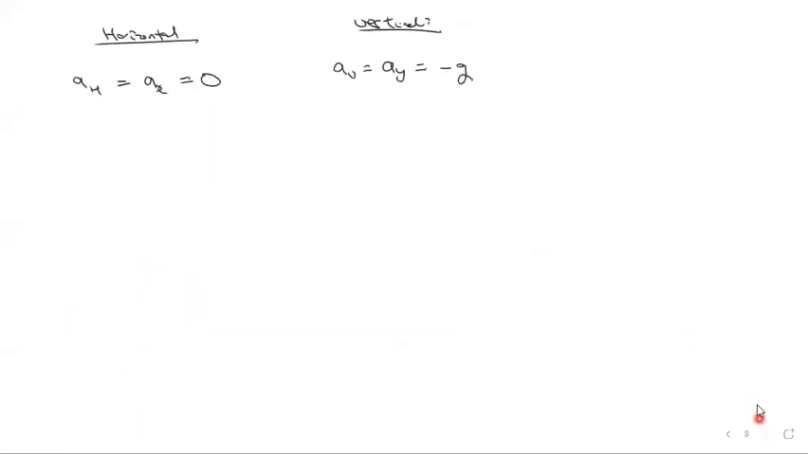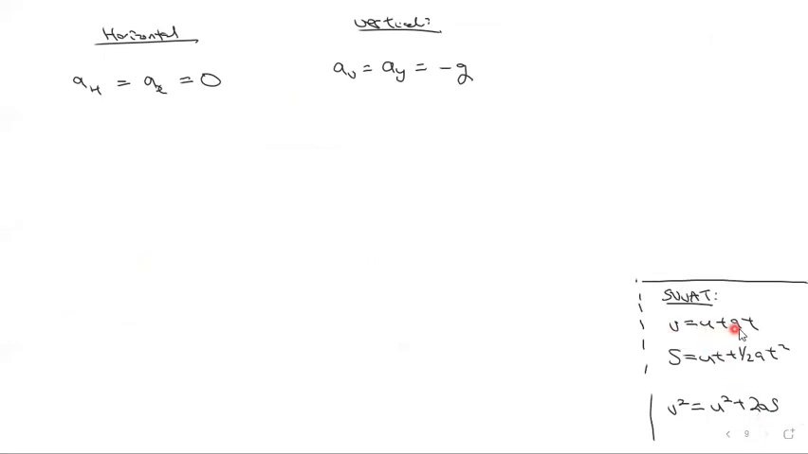Now, our SUVAT equations are v equals u plus at in general, and s equals ut plus half at squared. Those are the two we're going to mainly use today, although we can use the third one as well. So just keep that in mind in the lower right-hand corner.